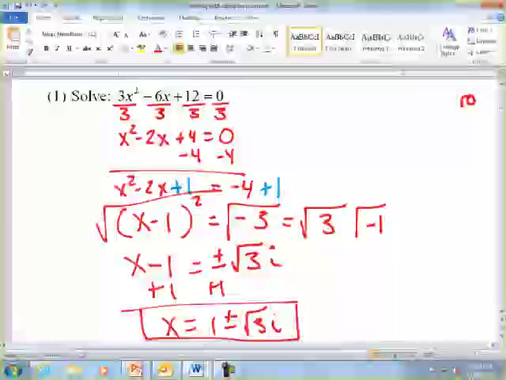Questions? So we're using the same process of completing the square that we've done before, except we just ended up with an i in our answer.